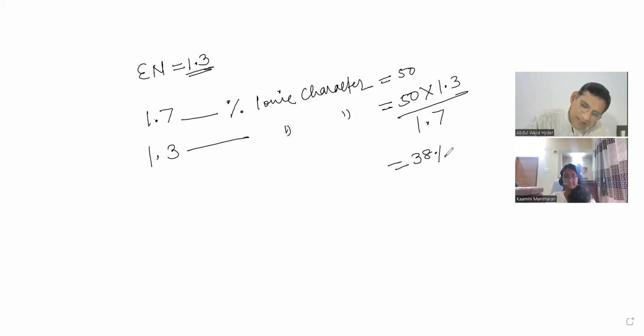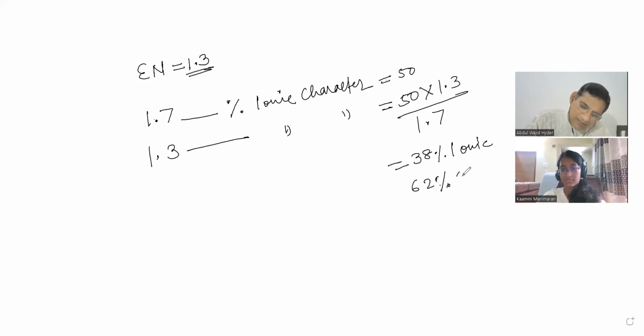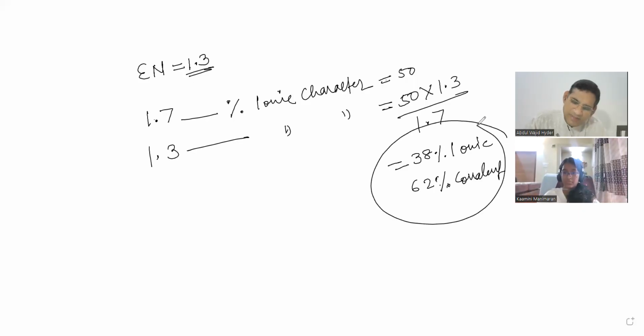Just please check, I don't know how much it is. 38% ionic, and 62% will be covalent. But your answer was opposite. Fine, no issue.